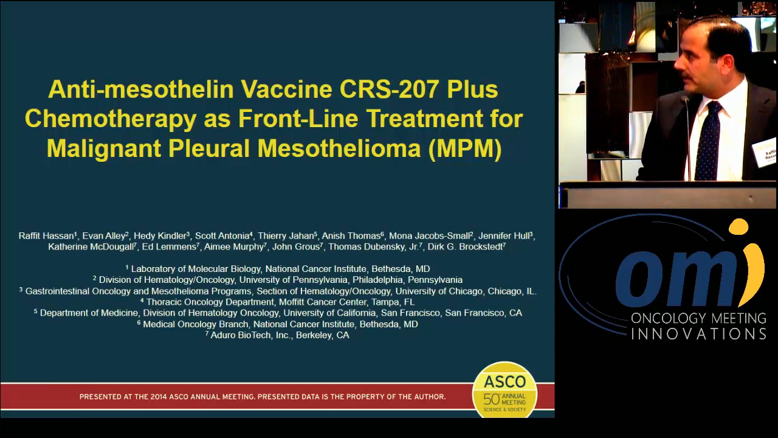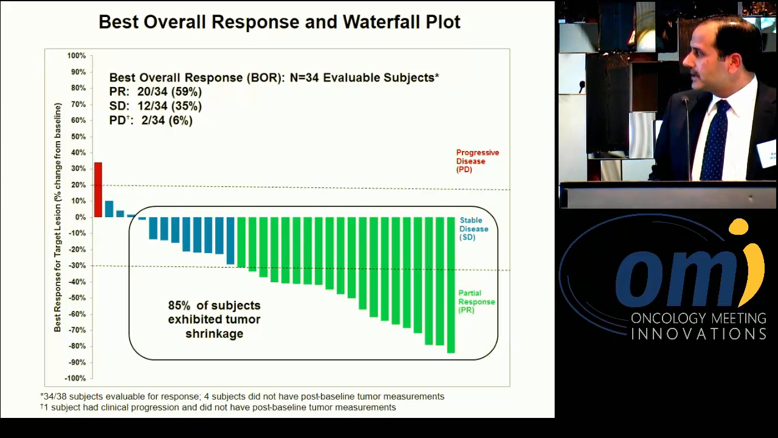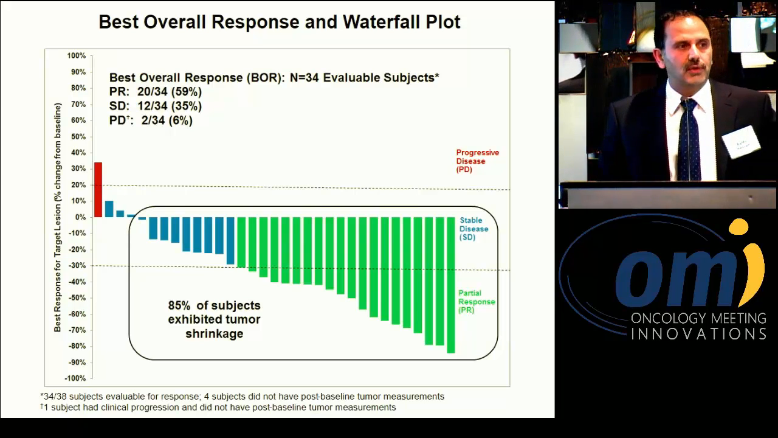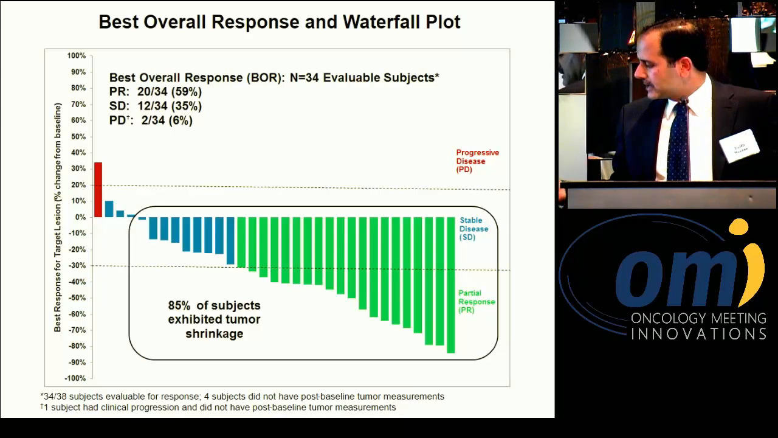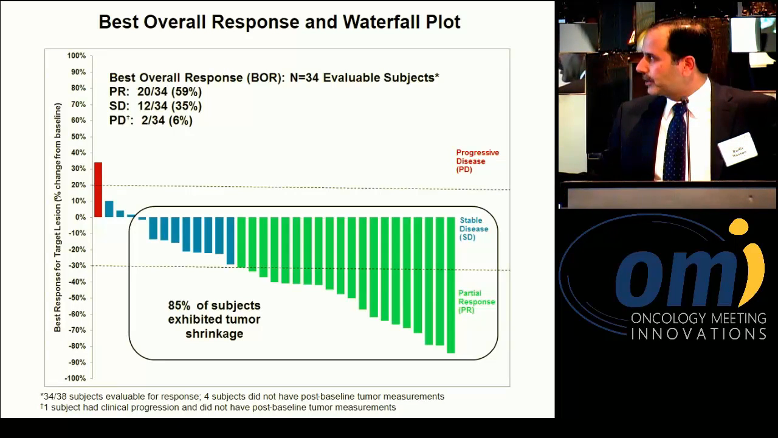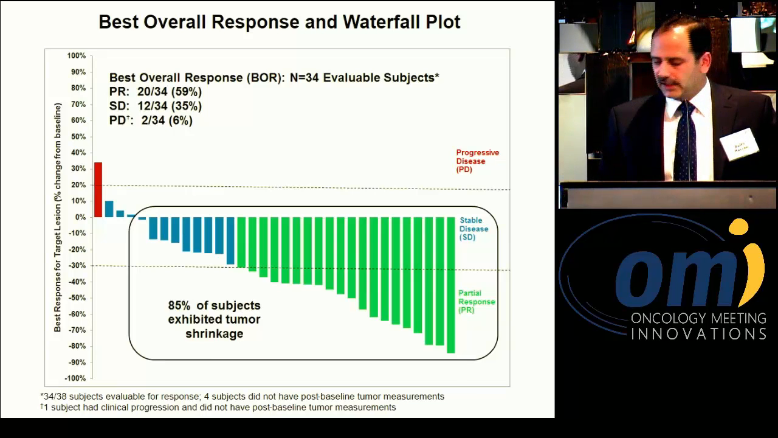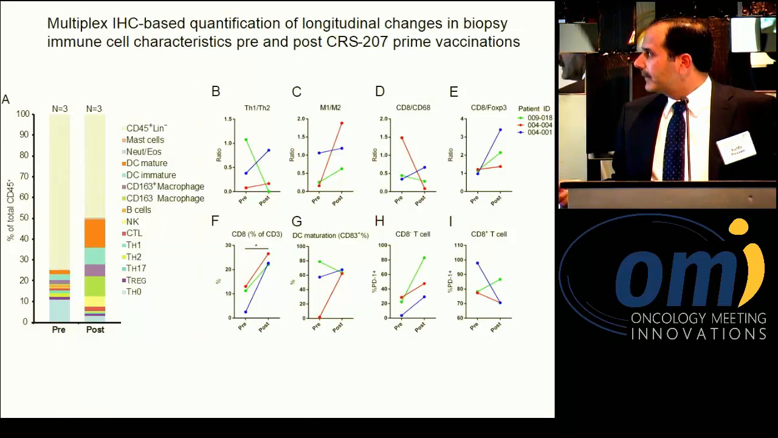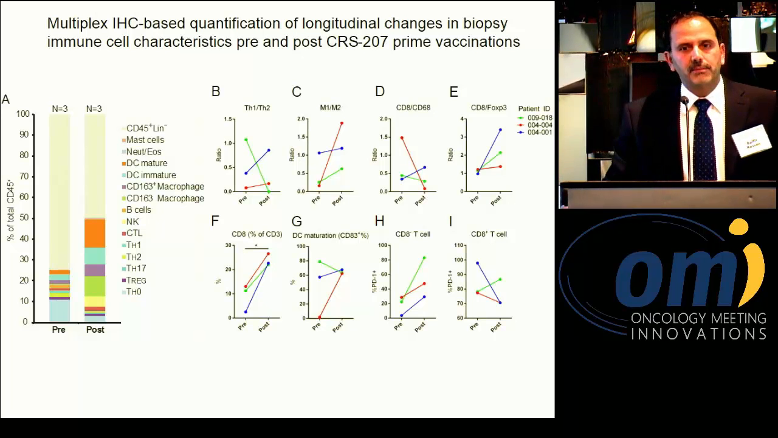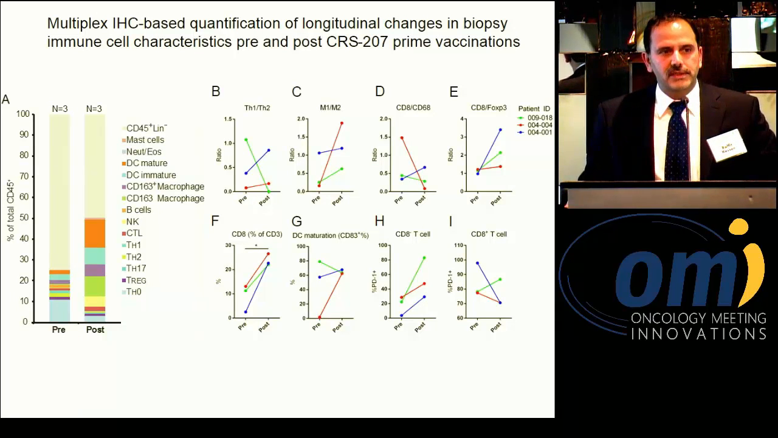And I presented the results of this study on behalf of other co-authors at ASCO earlier this year. This is a summary slide showing the best overall response in these patients. These are patients who get the vaccine along with PEM-CIS, and 59% of the patients have confirmed partial response, and some of the patients who have stable disease also have tumor shrinkage. This is a spider plot showing that many of the responses are durable. And we have also done pre and post biopsies on the patients we treated at NCI to look at changes in the tumor.